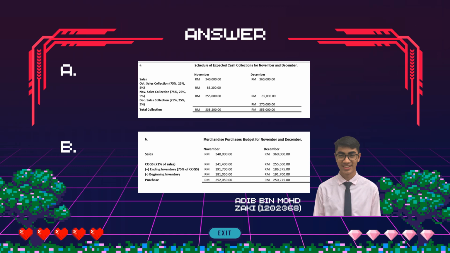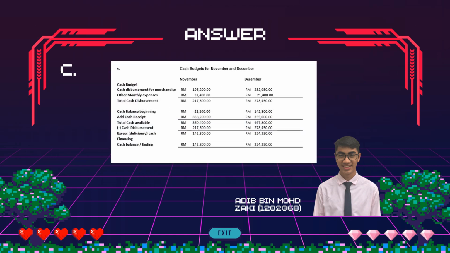And then for December, 191,700 we get from the ending inventory from November. Lastly, for November, we get a total merchandise purchase of 252,050 ringgit, and for December, 250,275 ringgit.